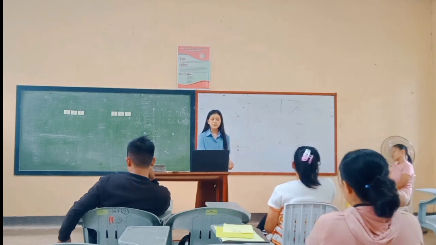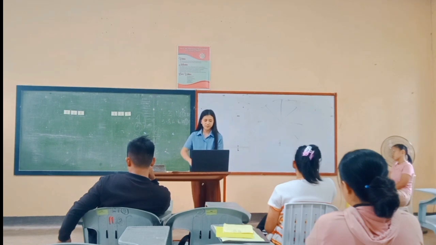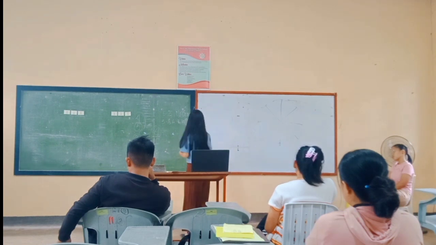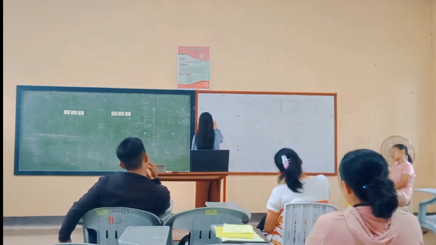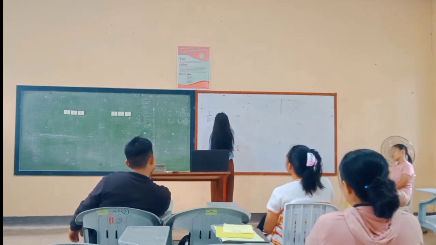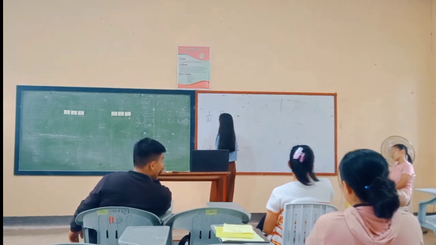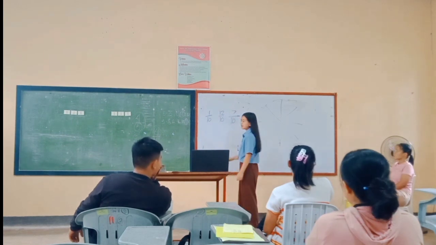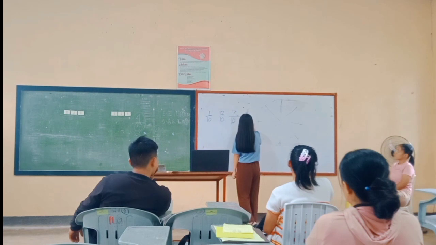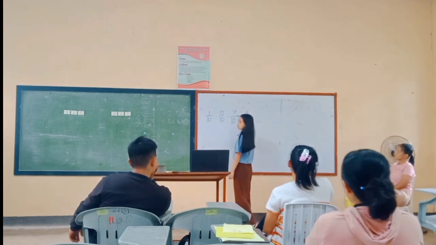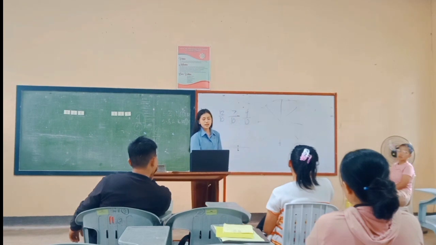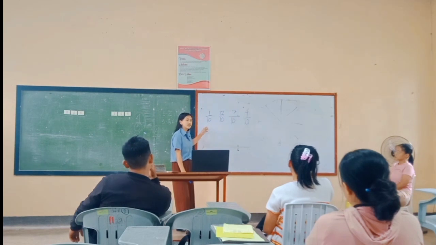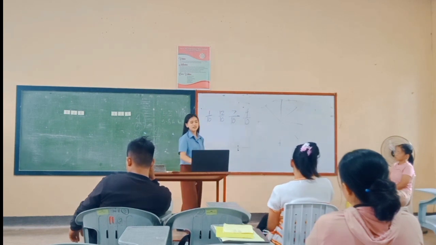So, for example, we're going to order these fractions: 1/10, 12/10, 7/10, and 9/10. Here the denominator of all the fractions is what, class? The same. And what is the denominator? 10. Very good.